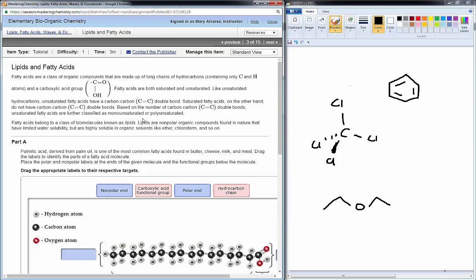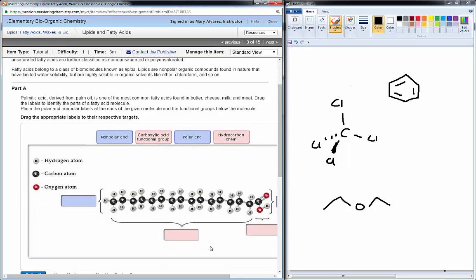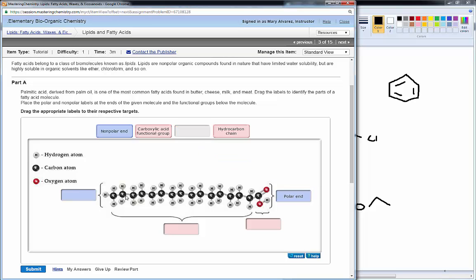Next, lipids and fatty acids. So fatty acids are these long-chain compounds with one carboxylic acid functional group, big nonpolar section. So they want us to identify which end is the nonpolar end, which end is the polar end. So what we see, polar C=Os, polar OHs, that's the polar end. There we go. This is the nonpolar end because the carbon-carbon and carbon-hydrogen bonds are not polar. The carboxylic acid functional group is what makes this the polar end, and the hydrocarbon chain is what makes this the nonpolar end.